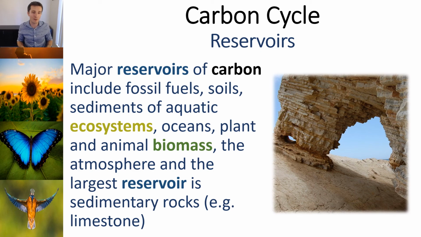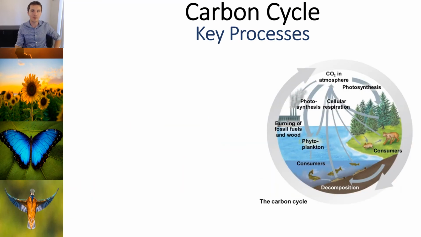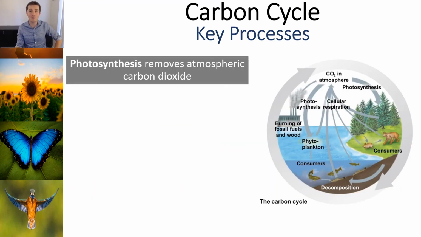But the largest reservoir is sedimentary rocks, i.e. like limestone, like these guys here. That is the largest thing that contains carbon, hence why when you add an acid onto limestone, it bubbles, giving off carbon dioxide, because it contains that carbon. Looking at the key processes of the carbon cycle, well, it begins with photosynthesis, which removes that atmospheric carbon dioxide.